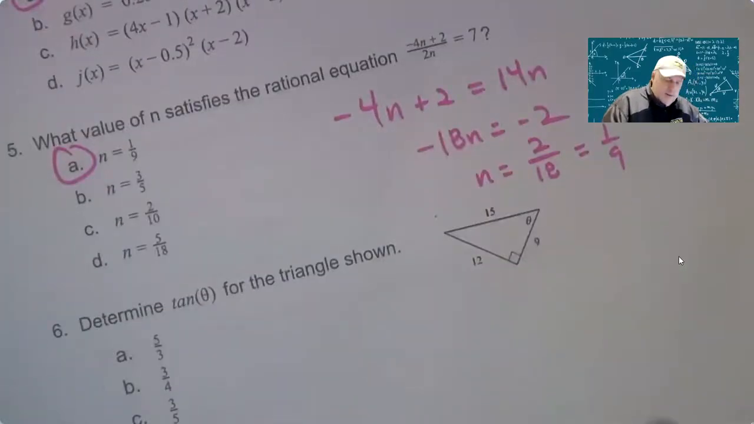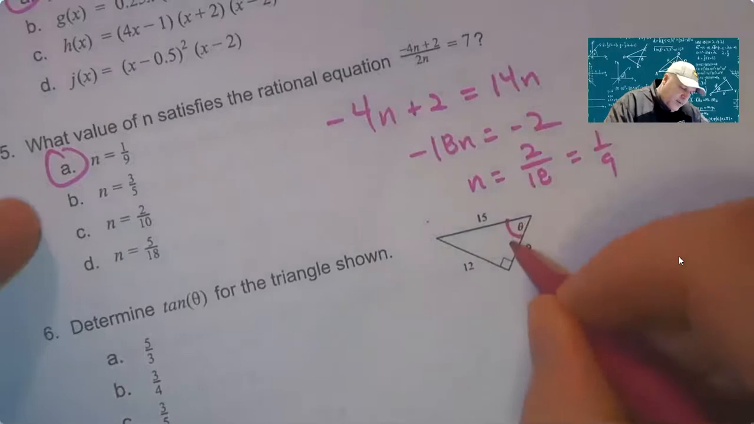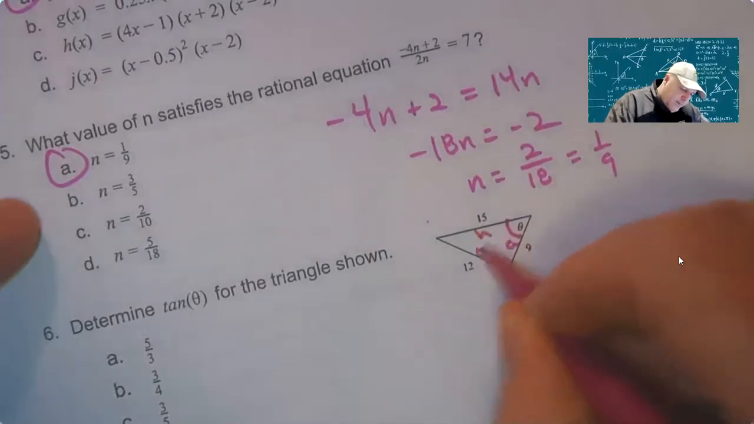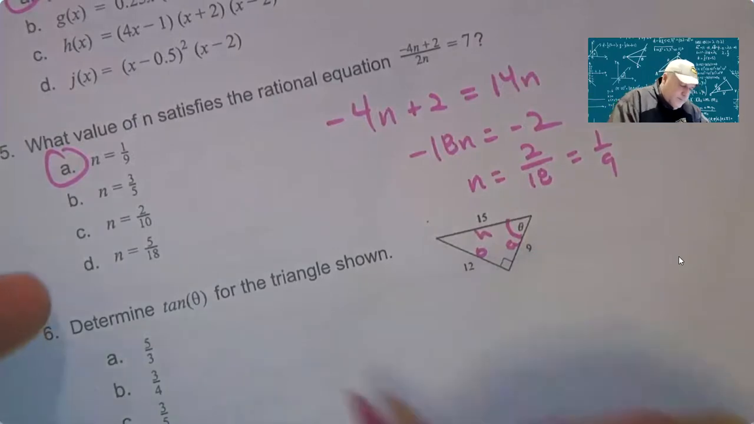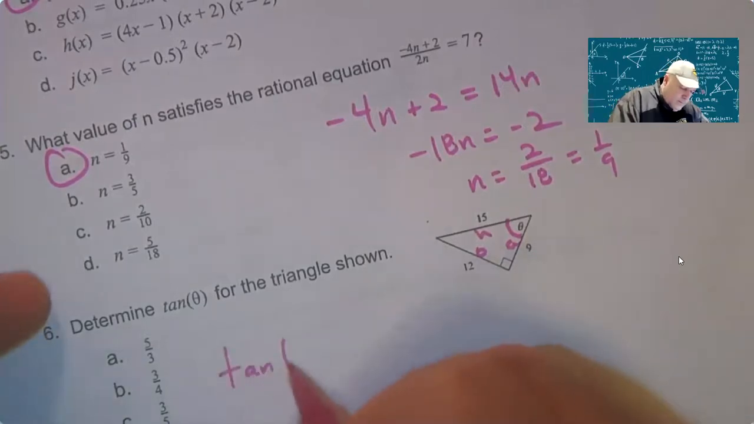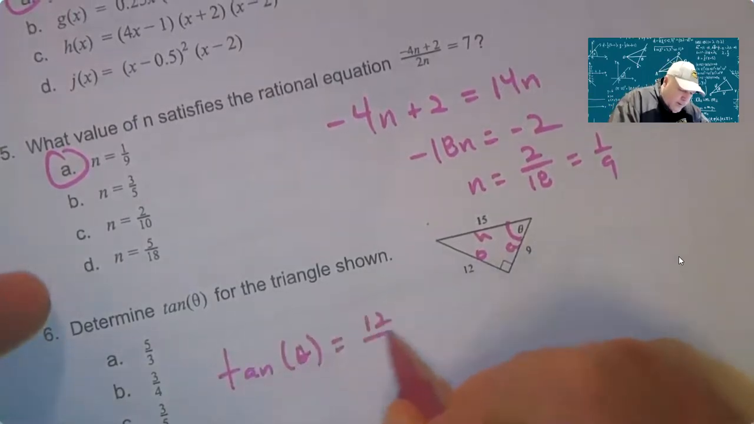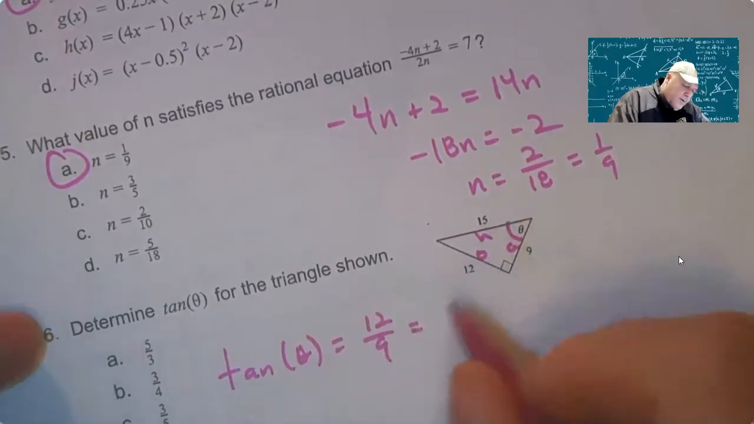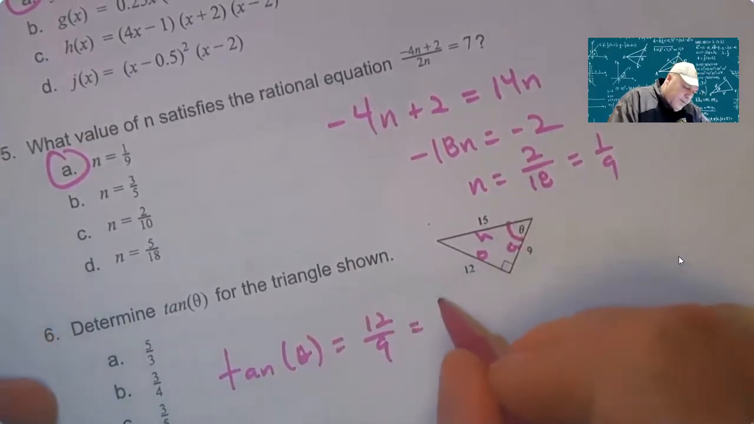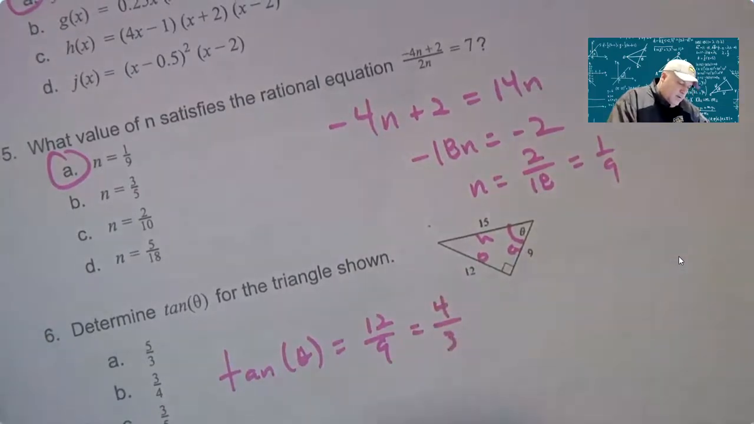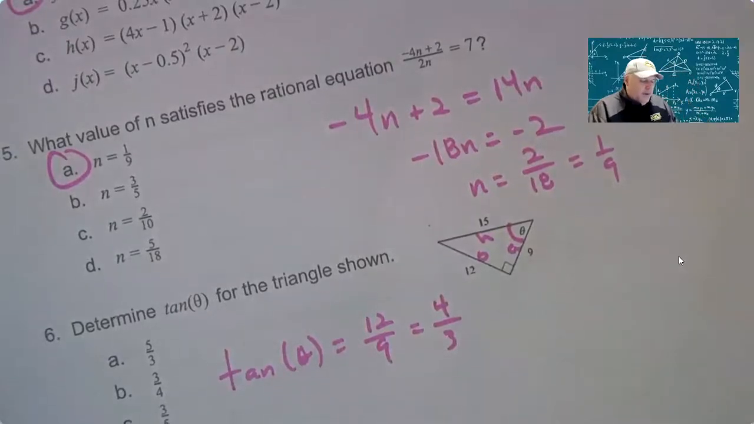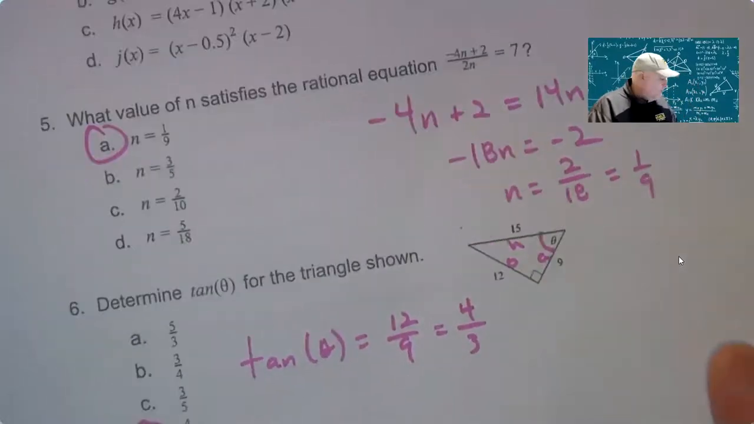Find the tangent. So this is adjacent, hypotenuse, opposite. 12/9 is 12/9, which is 4/3. Don't know why I drew a blank there for a moment. Divide each side, top and bottom, by 3. 4/3, which is D.